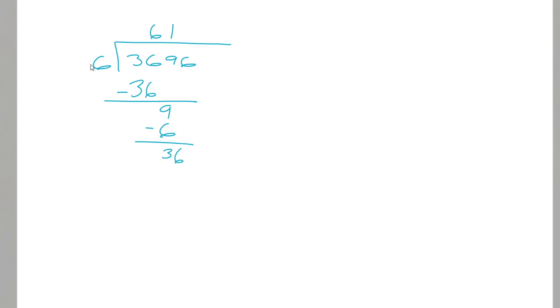So then can 6 go into 3? It couldn't go into 3, but 6 could go into 36 6 times. And then so we do 6 times 6, 36. Subtract, and then we're left with a remainder of 0. So this 616 was going to be our solution, and we can check that by multiplying the two.